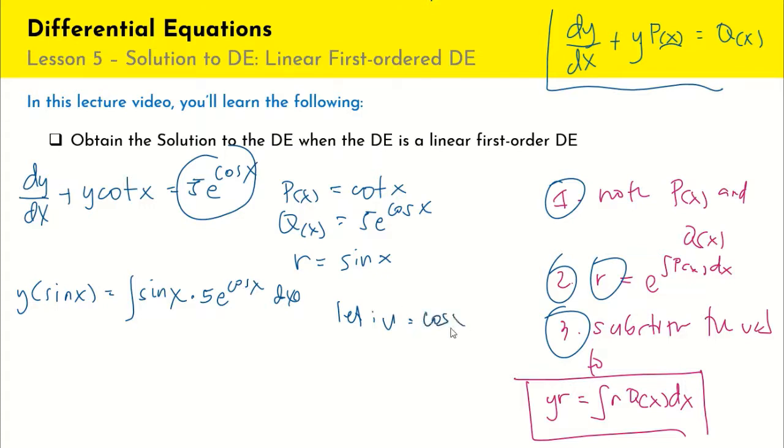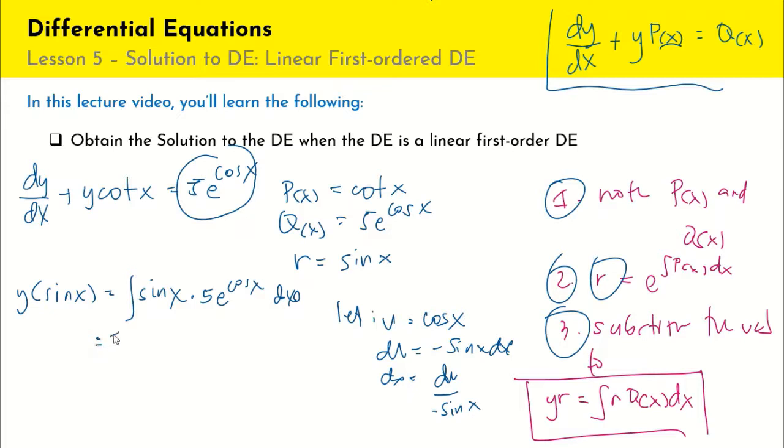So, cosine of x, ang u, derivative niyan is negative sine x dx. So, dx is equivalent to du over negative sine x. Okay? So, continue natin to. So, magiging sine x. So, ang 5 natin, ilabas na lang natin sa kabila. So, magiging 5 na yan. Ulitin ko na lang. Ang kalat ng sulat ko.